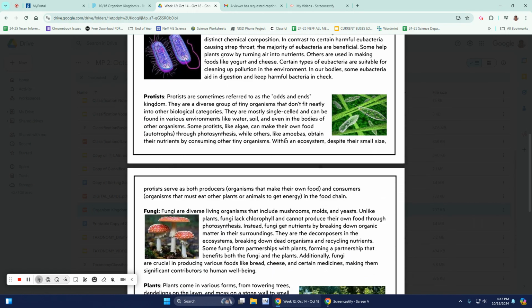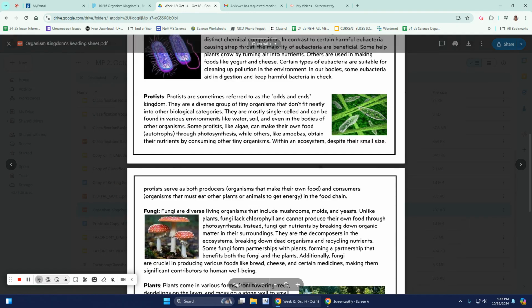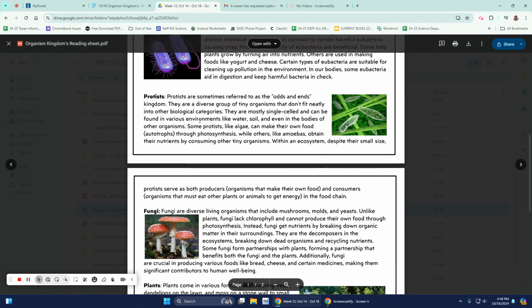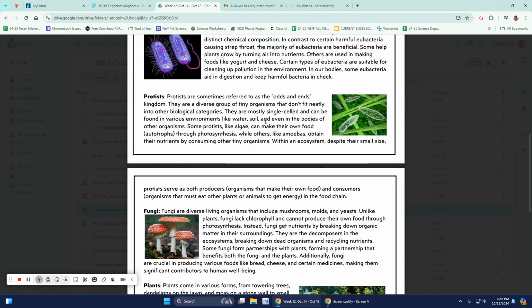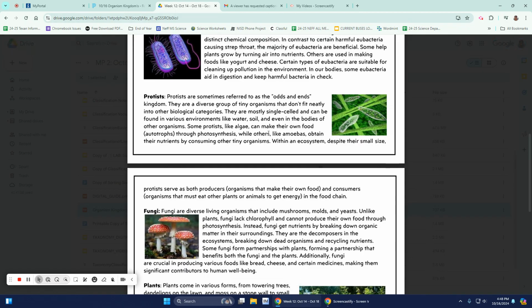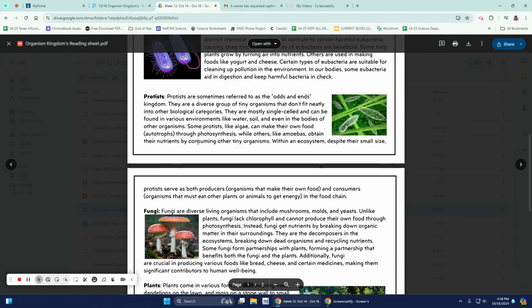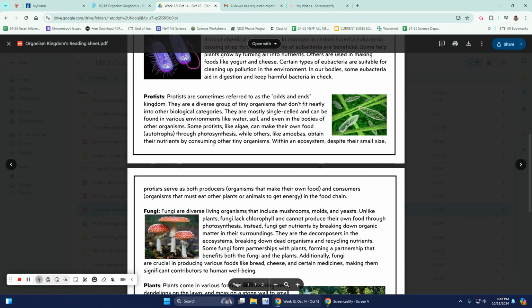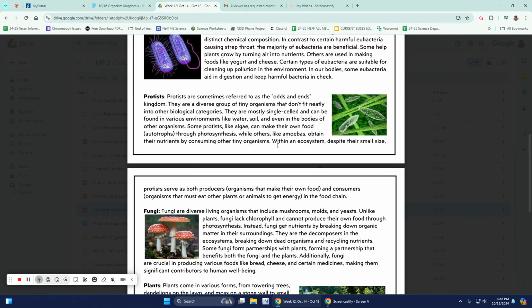We're looking now at paragraph number 4. Protists. Protists are sometimes referred to as the odds and ends kingdom. They are a diverse group of tiny organisms that don't fit neatly into other biological categories. They are mostly single-celled and can be found in various environments like water, soil, and even in the bodies of other organisms. Some protists, like algae, can make their own food like autotrophs through photosynthesis, while others, like amoebas, maintain their nutrients by consuming other tiny organisms.